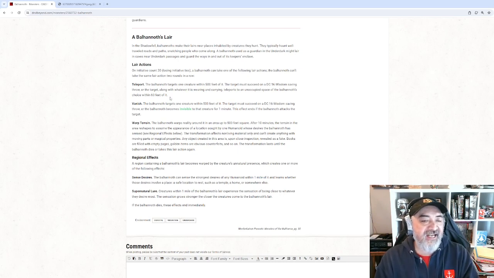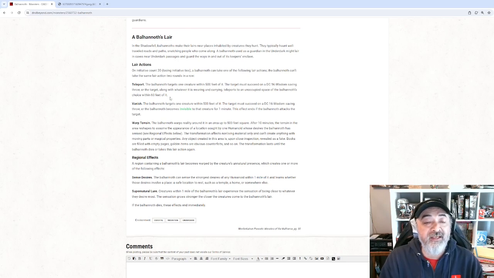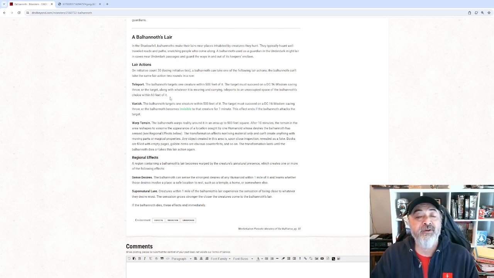Okay, sense desire is a regional effect. The Balhannoth can sense the strongest desire of any humanoid within 1 mile of it, and learns whether those desires involve a place: a safe location to rest, a temple, a home, something like that. Creatures within 1 mile of the Balhannoth's lair experience a sensation of being close to whatever they desire the most. This sensation grows stronger the closer the creatures come to the Balhannoth's lair.